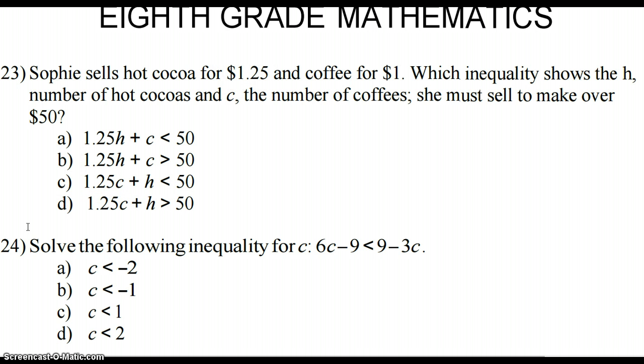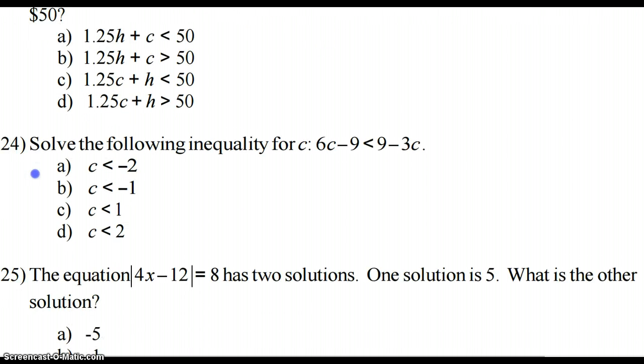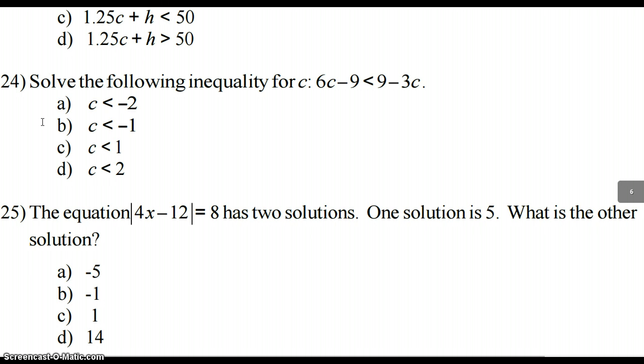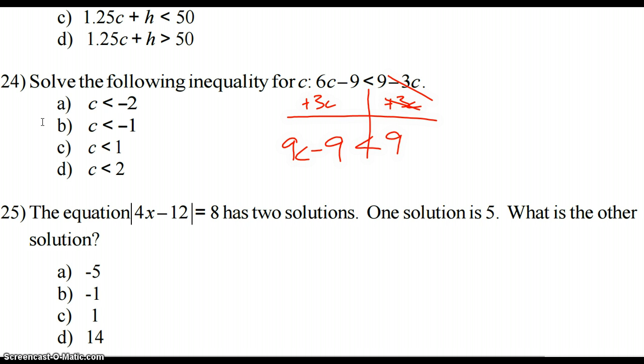Okay. Moving on to our last two here. Solve the following inequality for C. All right, so we have an inequality. We want to solve for C. So here's what I would do. A couple different ways to do this, but I would add 3C to both sides. Since I've got a C term on both sides, we're left with 9C, and then minus 9 on that side after we combine 6C and 3C.